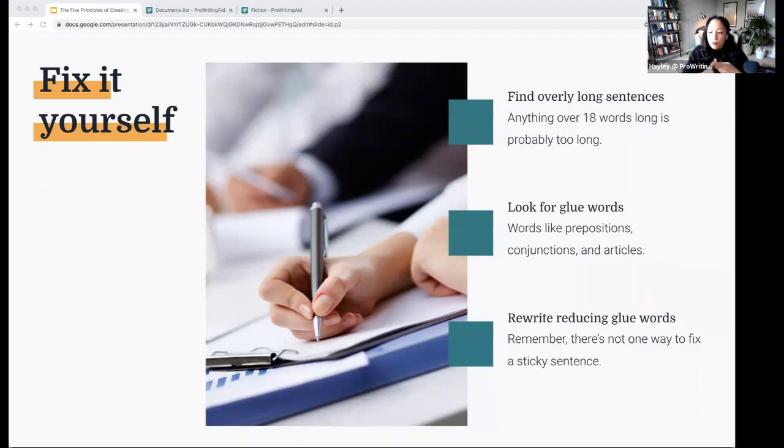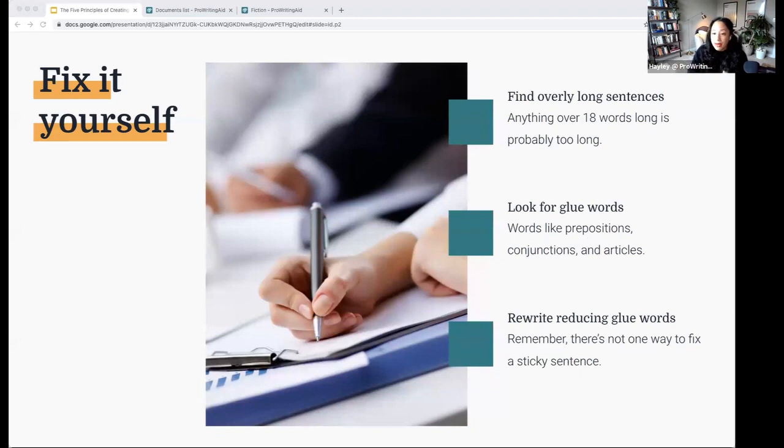You can also look for sentences that have a lot of glue words, so prepositions, conjunctions, articles, like we talked about. And then there's not one specific way to remove those. There's not one specific way to fix it, but what you can do is look at that sentence, decide what you want to take out, what you want to reduce, remove, or replace to make the sentence more effective. Or you can decide to keep it.